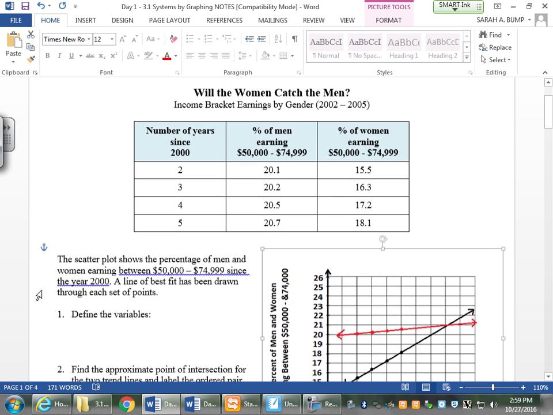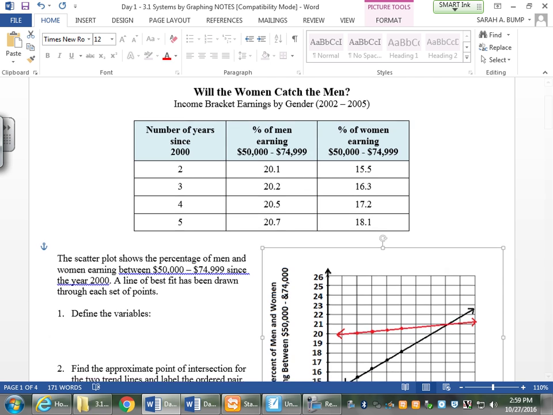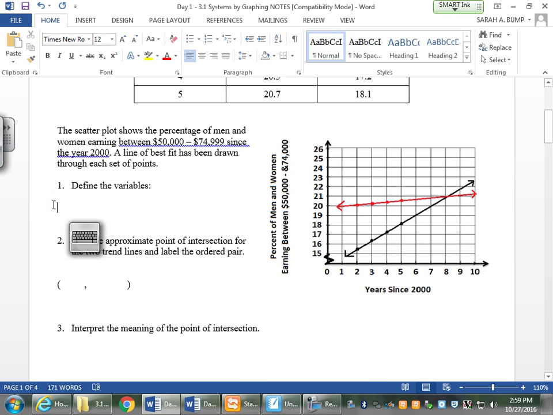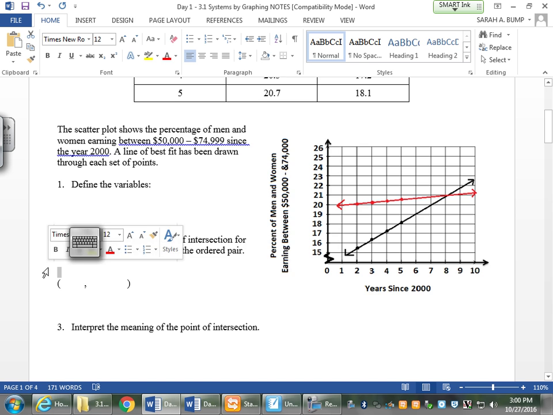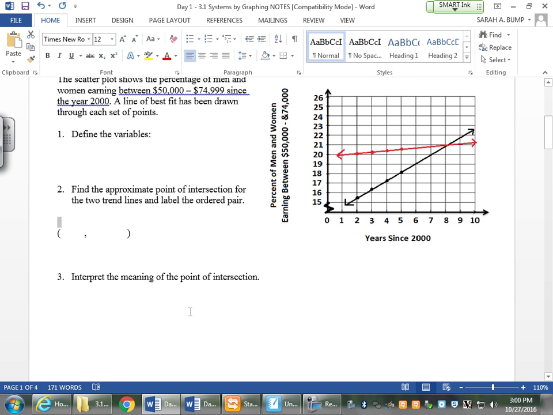So we have a table here which is talking about the percent of men who earn an income between 50 grand and 74,999, and the percent of women who earn that same income, and the years since 2000 is the X value in this example. This scatter plot shows the percentage of men and women since the year 2000, and they have drawn a line of best fit through the data points. So let's just define our variables, since that's the first thing we always do in a real-world scenario.